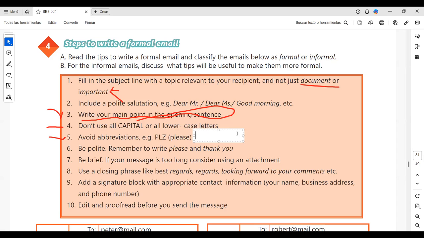For example, this is more common in WhatsApp messages with your friends. You don't shorten words. For example, this one that says please. Yes, teacher. For example, PS, which is for your information, in email. In Spanish, it's P.D., yes.